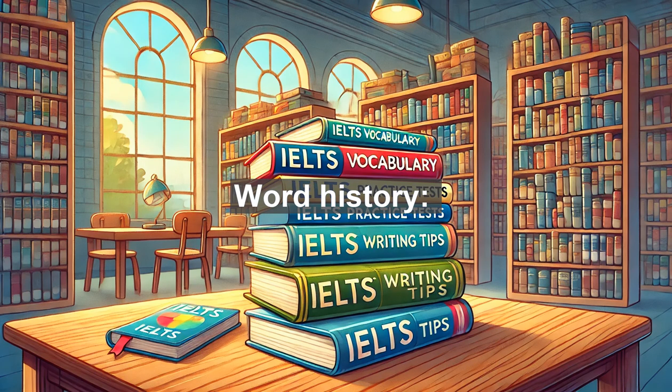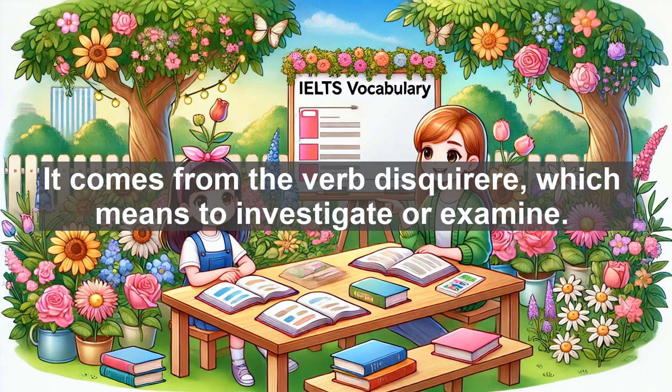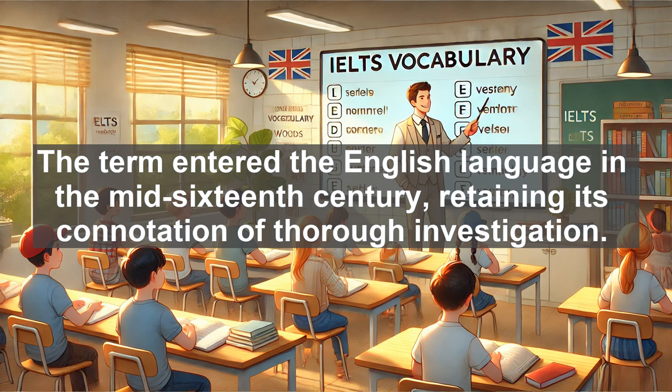Word history. The word disquisition has its roots in Latin. It comes from the verb disquirere, which means to investigate or examine. This verb is formed from dis, meaning apart or in different directions, and quaerere, meaning to seek or ask. The term entered the English language in the mid-16th century, retaining its connotation of thorough investigation.